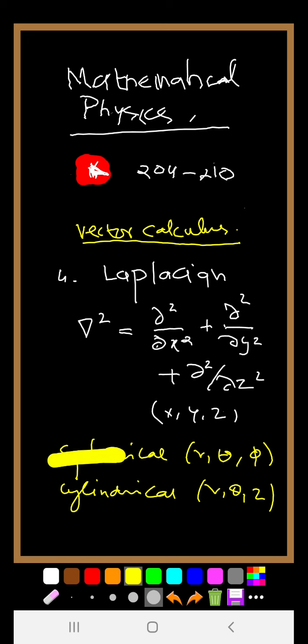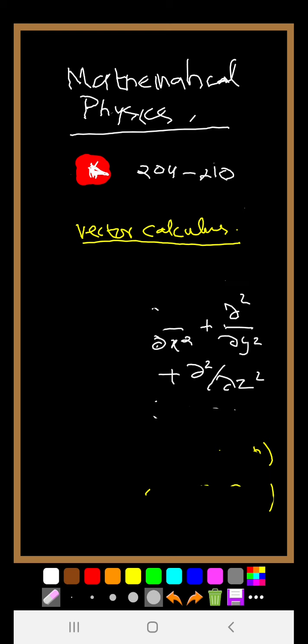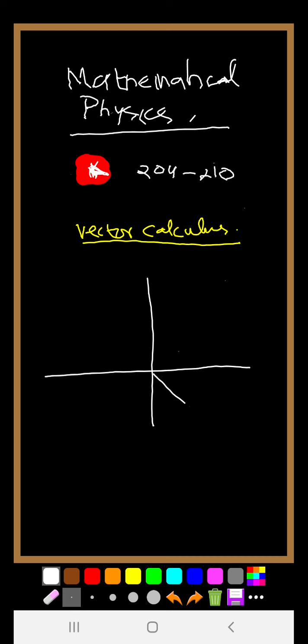Suppose you have this x, y and z coordinate system. So this one is z, say this one is x and this one is y.